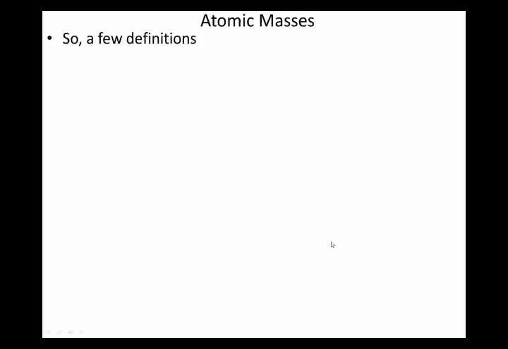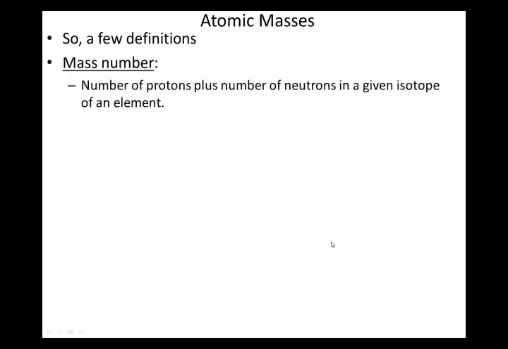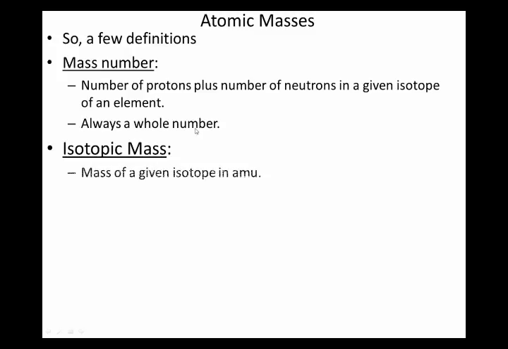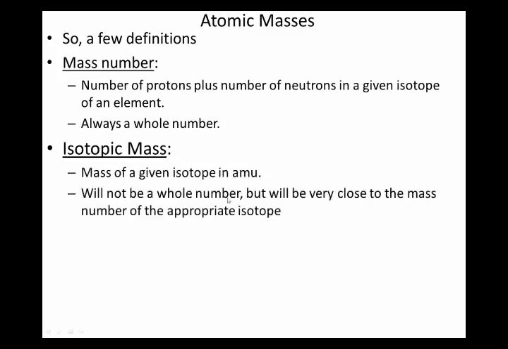So I just want to reiterate some of these definitions. Mass number: the number of protons plus the number of neutrons in a given isotope of an element, right? So always a whole number. It's just a way to identify which isotope we're talking about. Isotopic mass: the mass of a given isotope actually measured in AMUs. It's not going to be a whole number, but it's going to be really, really close to the mass number of the isotope we're talking about.